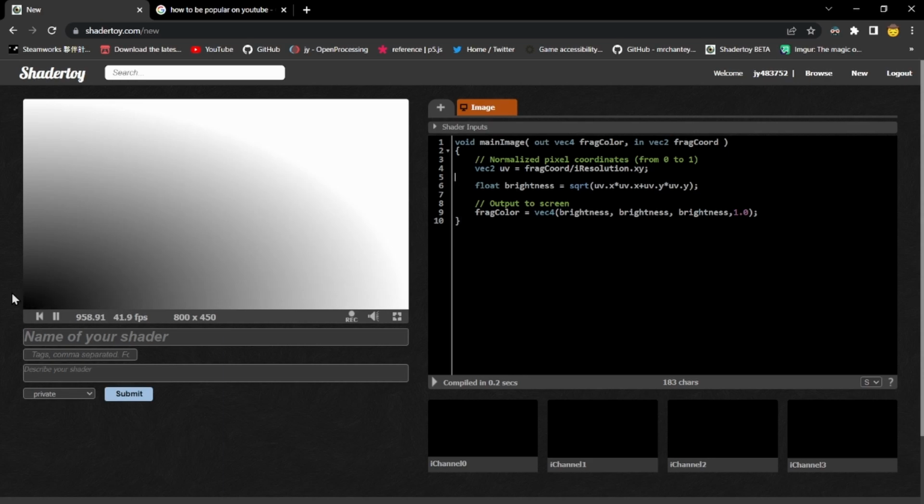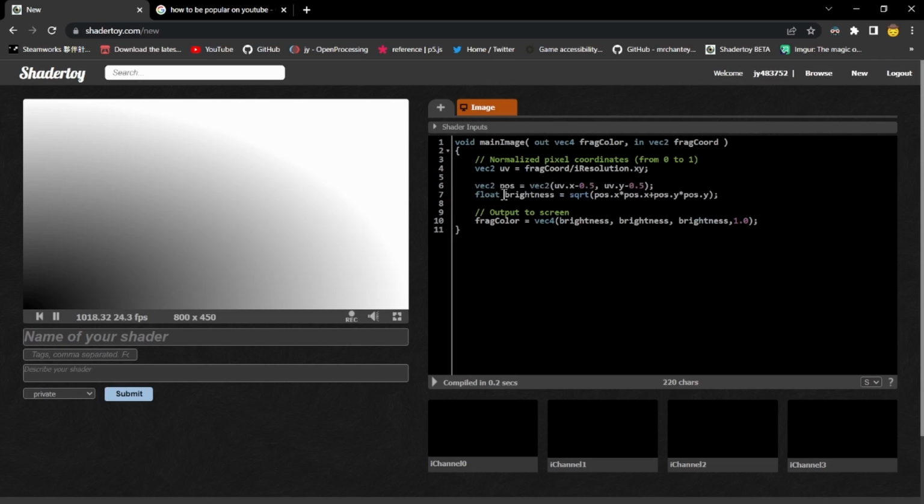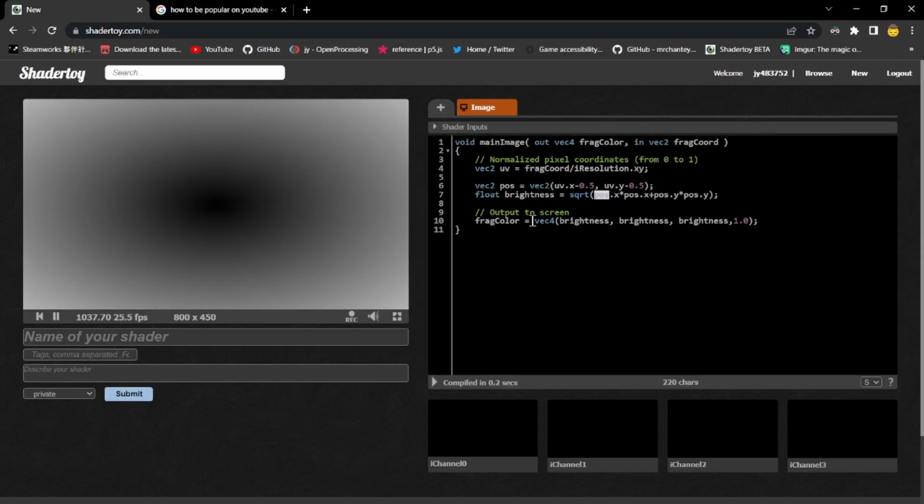I want to move the center of the circle to the center of the screen. So what we can do is make a vec2 pos. Vec2 means 2D vector. I offset it by half and half here, and then use this pos instead of UV. Now the circle is in the center of our screen.